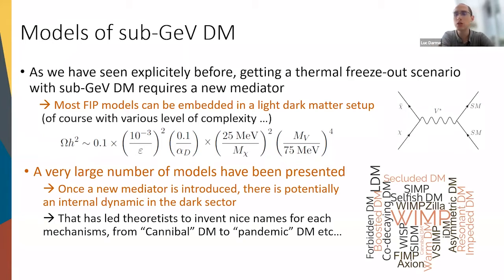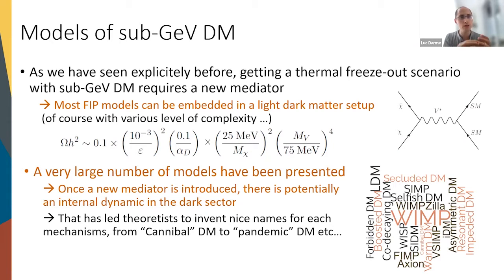The main point is that once you acknowledge that you need a new mediator, it means you have the possibility of having some internal dynamics in the dark sector, meaning that the relic density is not only fixed by the interaction with the standard model, but could also be fixed by the interaction within the dark sector itself. That gave amazing names like cannibal dark matter, pandemic dark matter, selfish dark matter, WIMPzilla, SIMP, co-annihilation. Theorists have an endless imagination for names, I think, especially in this particular regime. Each of these names tells you about a different mechanism to get the proper relic density out of a feebly interacting particle and the light dark matter candidates.